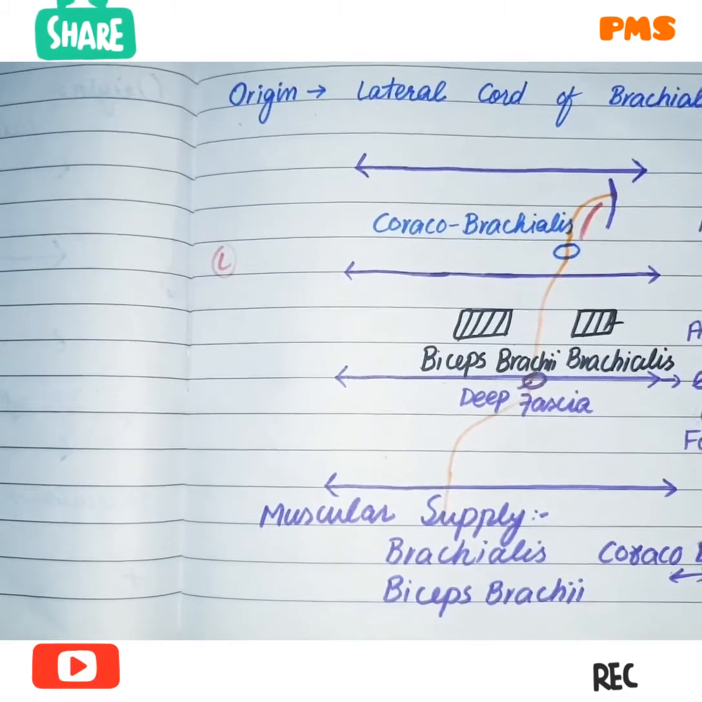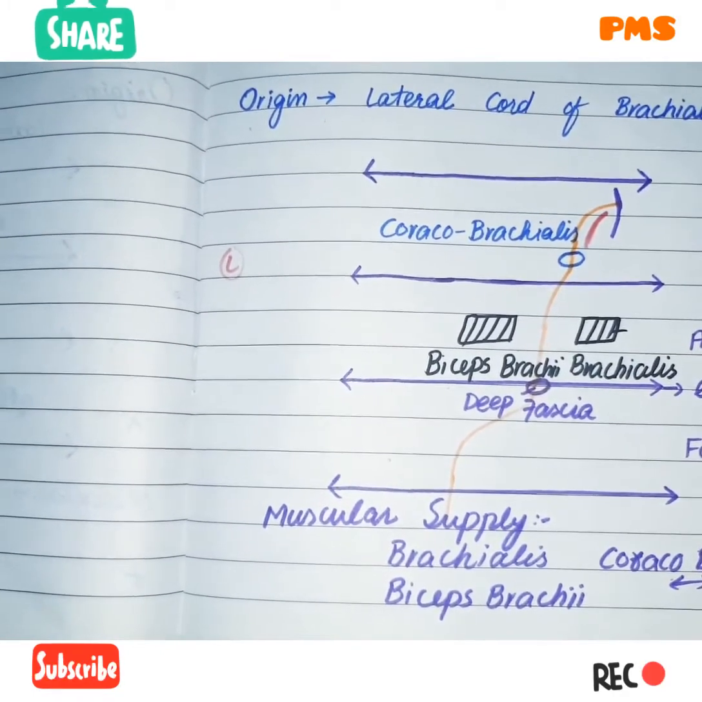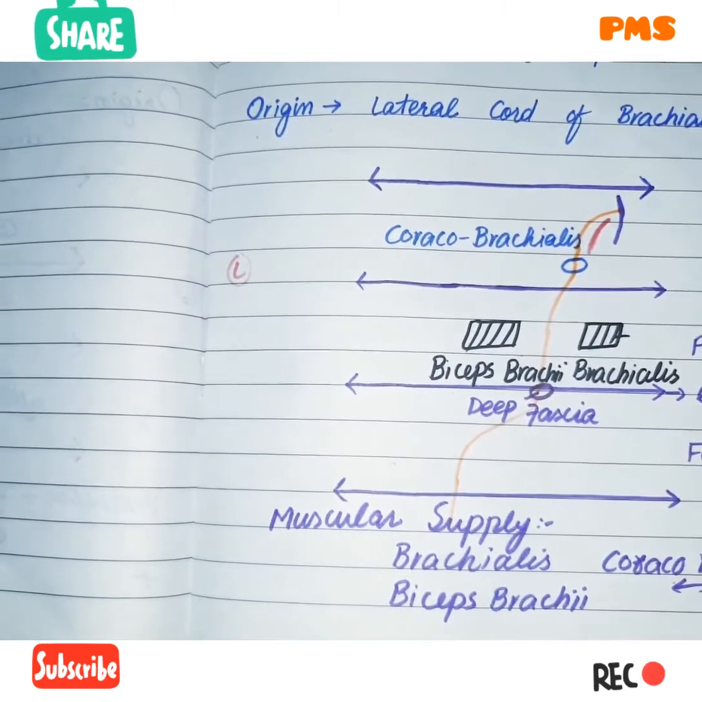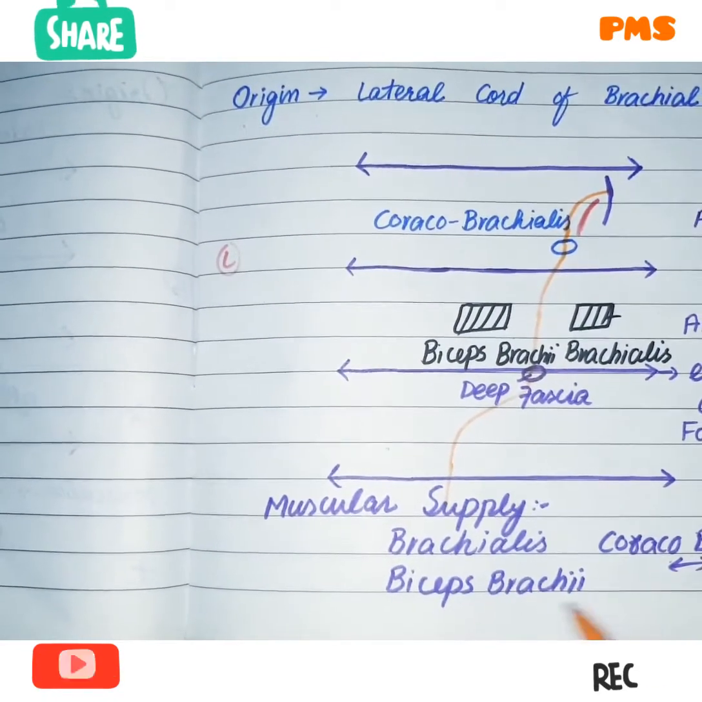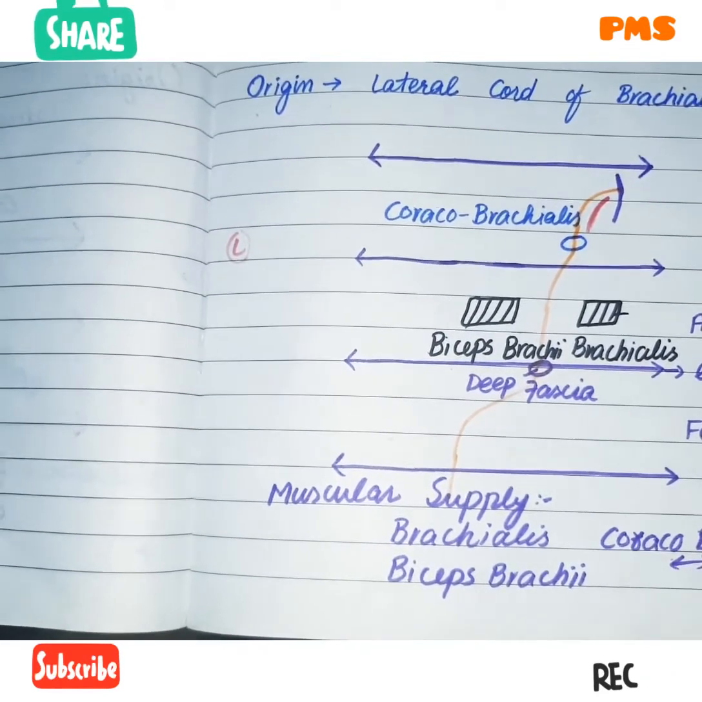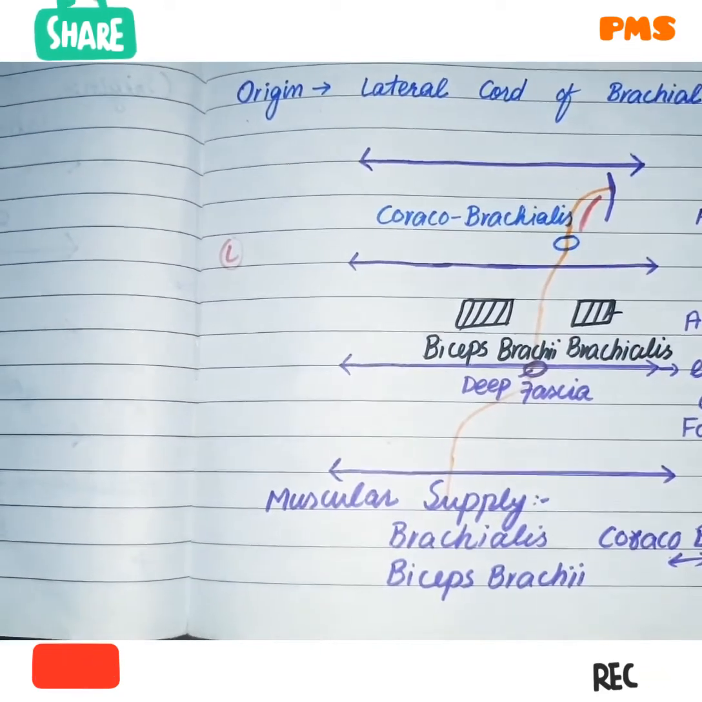And what is the termination? The termination is as the lateral cutaneous nerve of the forearm. And muscular supply is to the brachialis, coracobrachialis, and biceps brachii, as we have already studied them in the course of the nerve. So this is all about the musculocutaneous nerve.